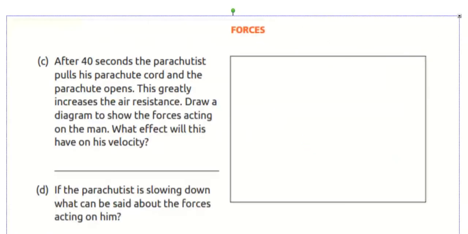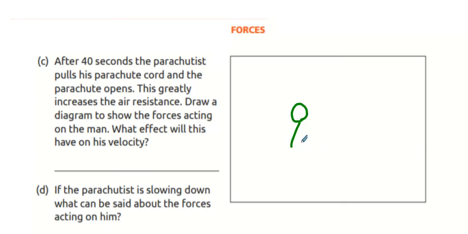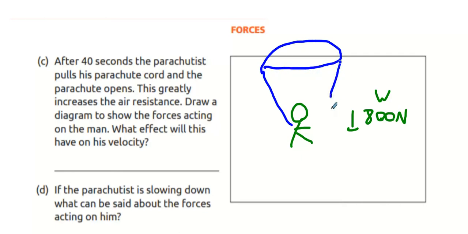Alright, let's move on. After 40 seconds, the parachutist pulls his parachute cord and the parachute opens. This greatly increases air resistance. Draw a diagram to show the forces acting on the man and what effect he will have experienced. So, it's the same man as the last picture. He has a weight of 800 newtons. Okay? All of a sudden you have a parachute. This parachute means your air resistance is now a lot higher than it would have been otherwise.